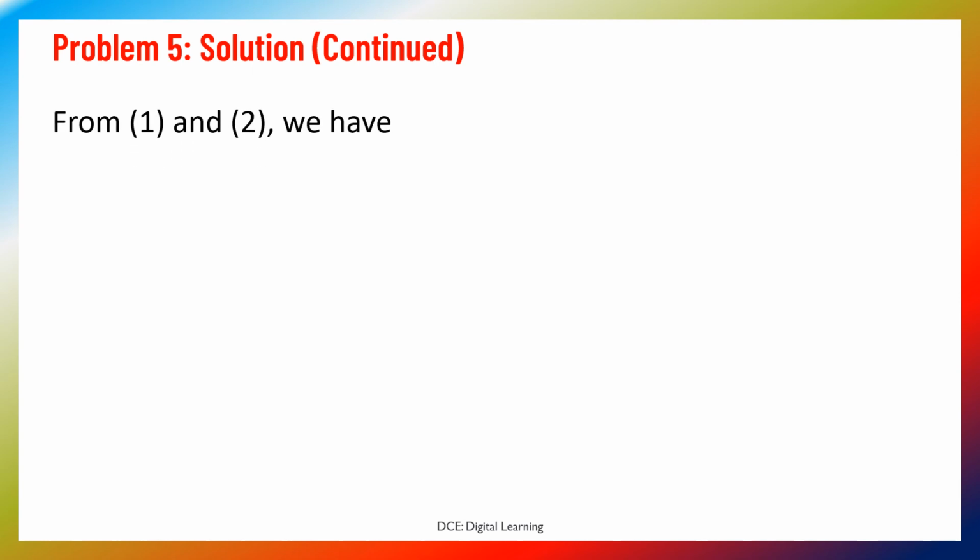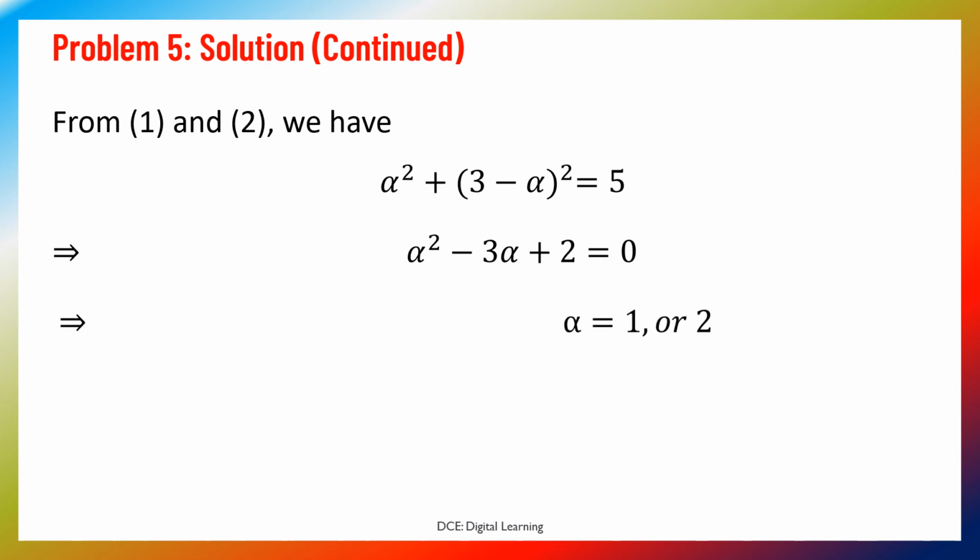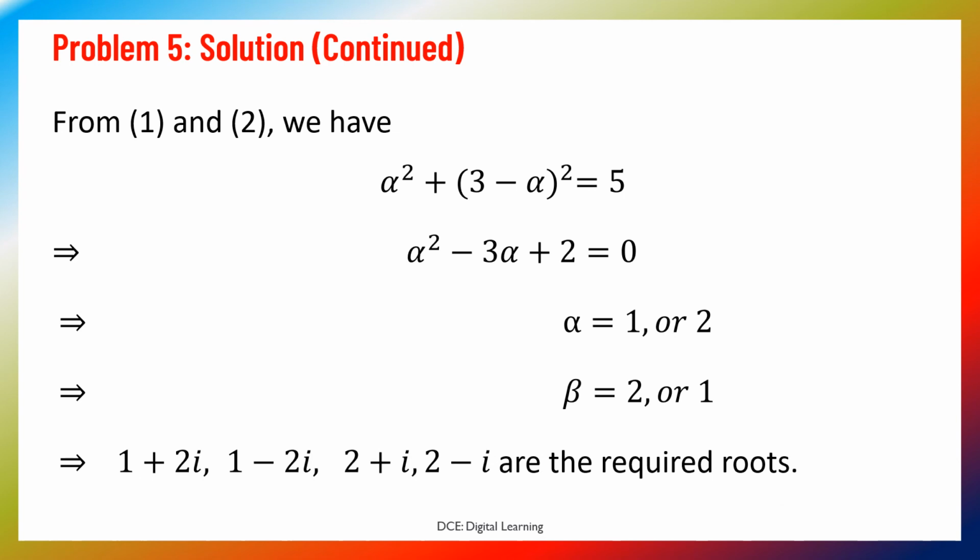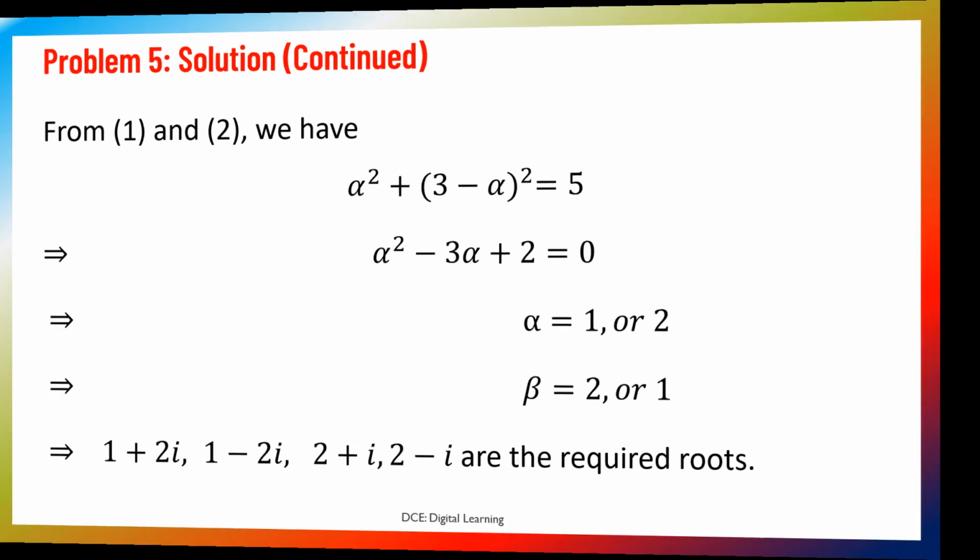From 1 and 2, we have α^2 + (3 - α)^2 = 5, which implies α^2 - 3α + 2 = 0, which implies α = 1 or 2, which gives β = 2 or 1. Therefore, 1 + 2i, 1 - 2i, 2 + i, 2 - i are the required roots.